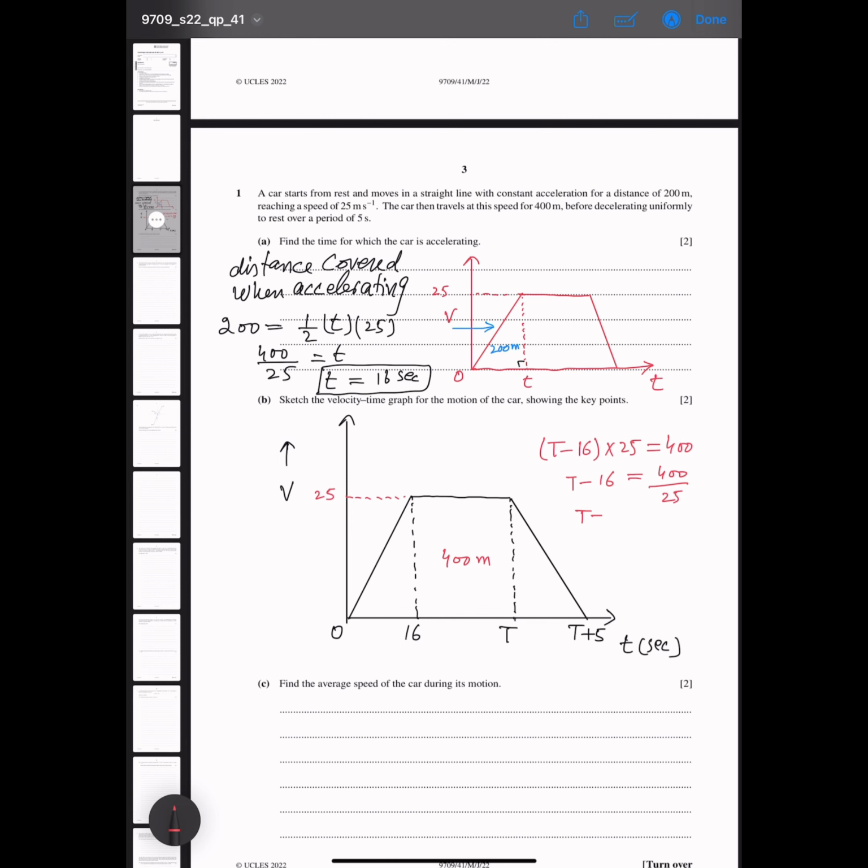T minus 16 ये हमारे पास आ जाएगा 16. 400 over 25 is 16. So we get T is equal to 32. So this T is 32 and then T plus 5 means 37. This reading is 37. This reading is 32. These are the key points.